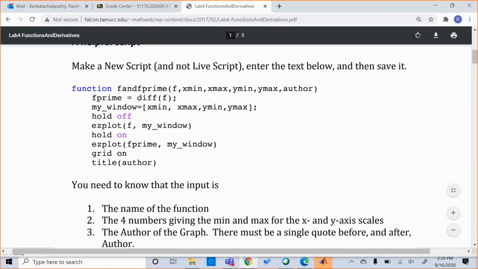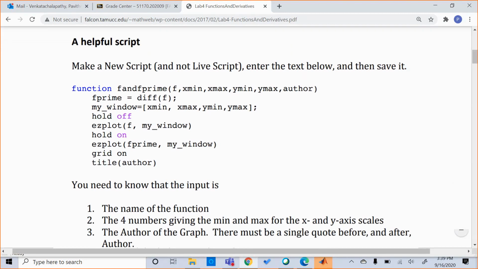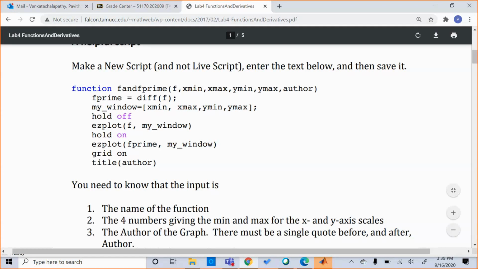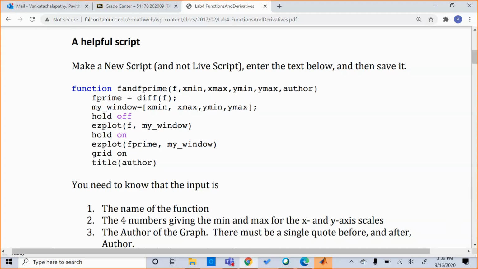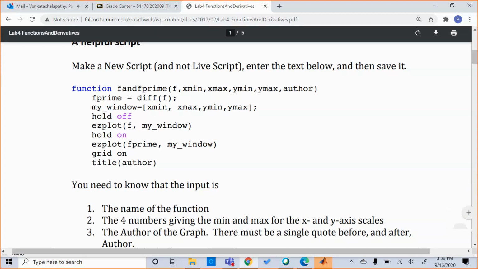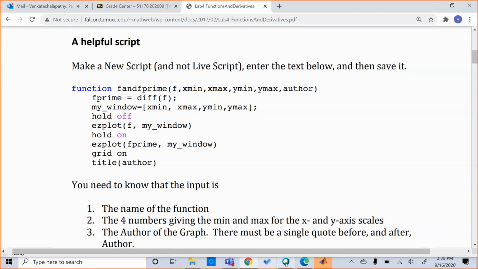Okay. And what is your window that you want your graph to be plotted? So that is your x minimum, x maximum, y minimum and y maximum. Okay. So I am going to plot the graph. And first I am going to plot my function, and then I am going to plot my f prime, which is nothing but your differentiation. Okay, that's it. That is the meaning of this built-in command.